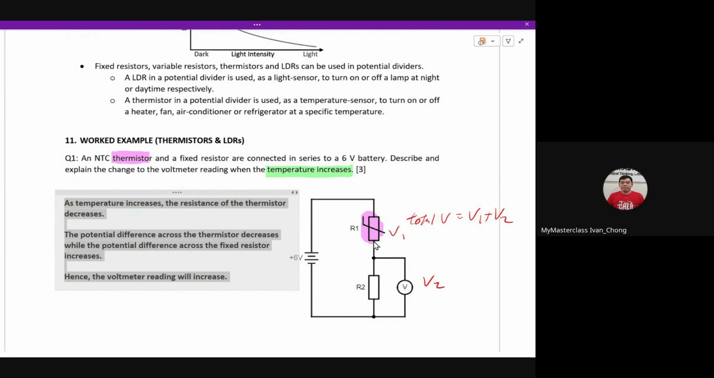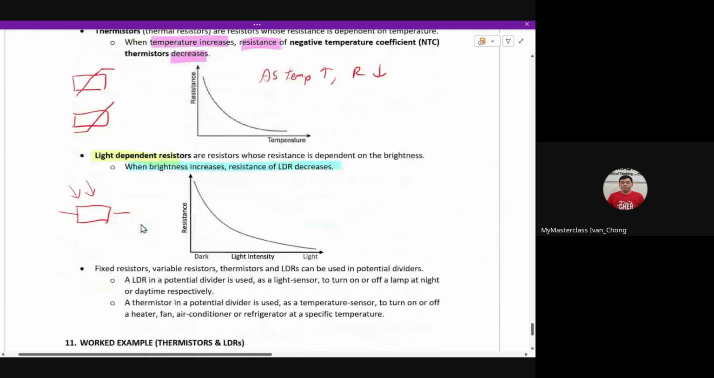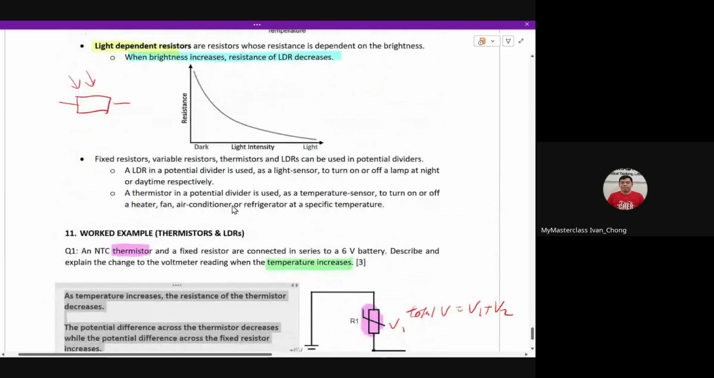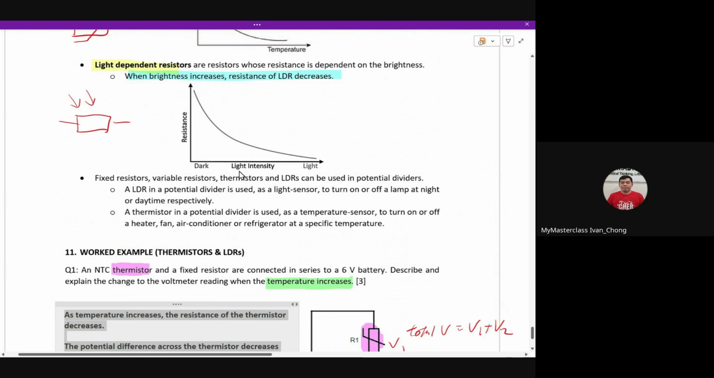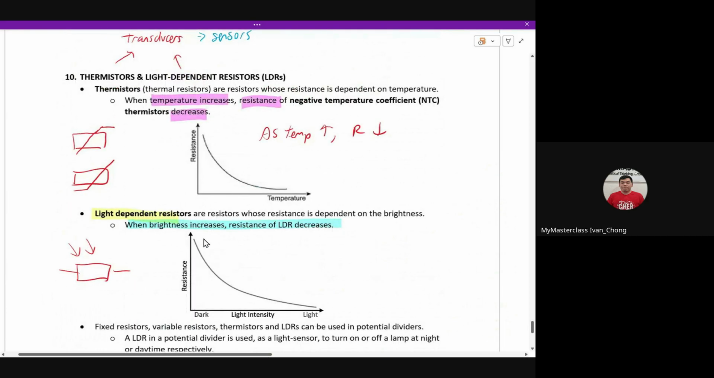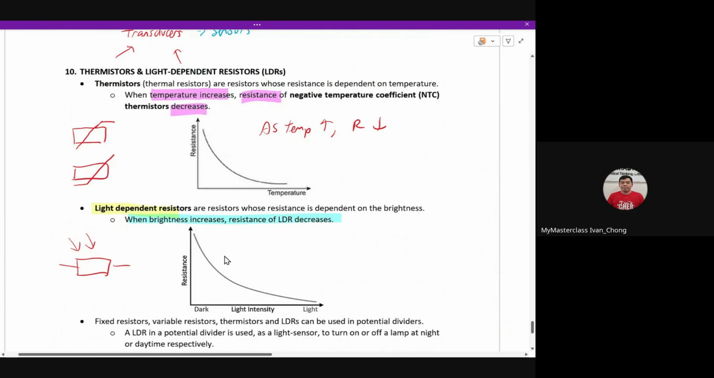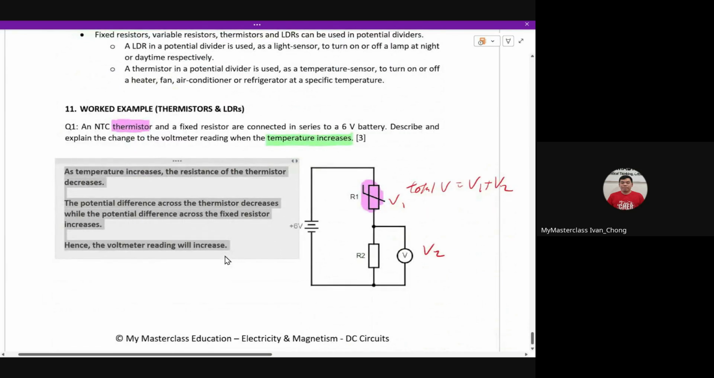The question will give you a scenario and then describe it to you. So always look out for keywords: temperature increase, brightness increase, brightness decrease, light intensity is darker, brighter, whatsoever. You just need to take note, and you need to know the shape of the graph. Take note, it's a resistance quantity graph, so go and double check which is which. Apart from that, that's all for this chapter. The only way to get better at this is to do more practice.